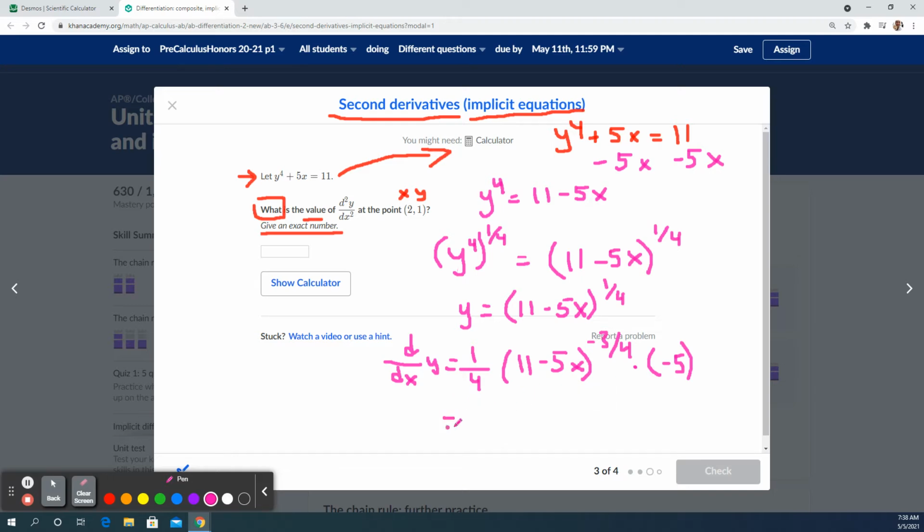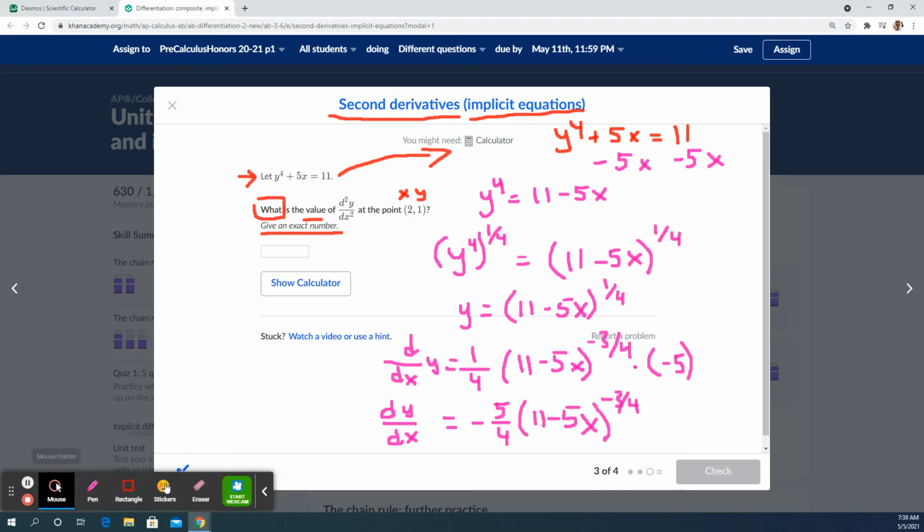I'll go ahead and simplify it a little bit. So this is dy/dx, and the negative 5 will go in front: negative 5 over 4 times (11 minus 5x) to the negative 3/4. Now, negative 3/4 would throw this in the bottom, but it's easier if we keep it the way it is, so we can just apply the derivative to it. All right, so there's that. I'm going to clean some of this off and use this space right here.